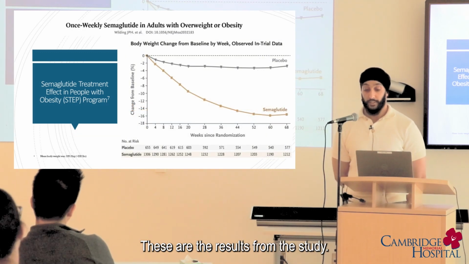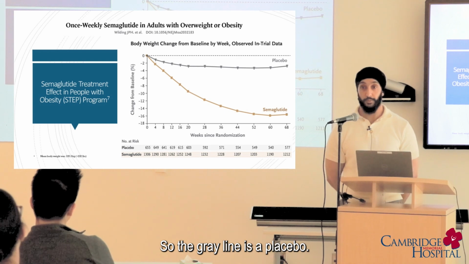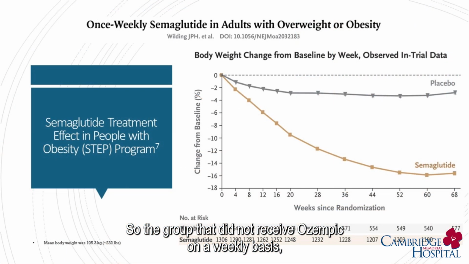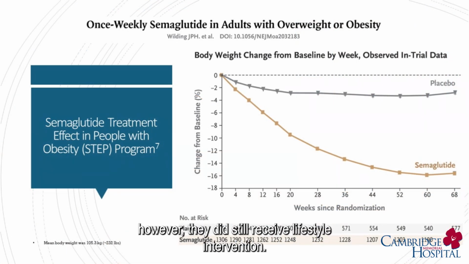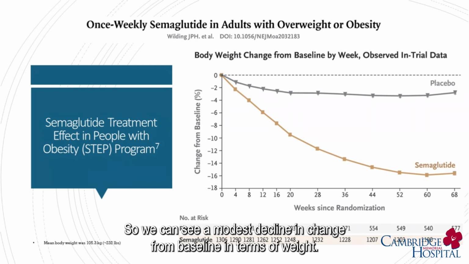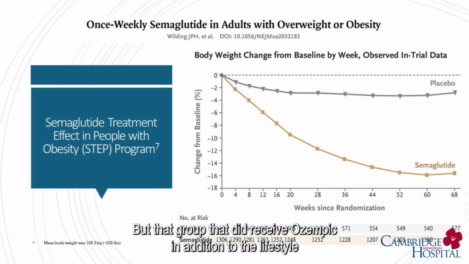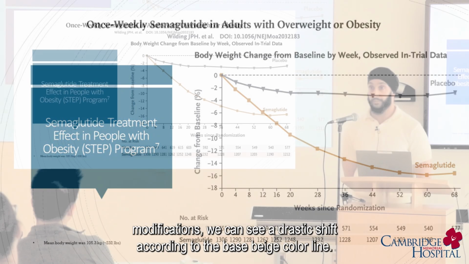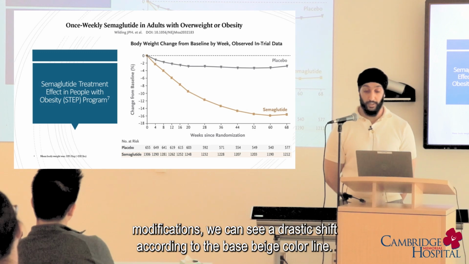These are the results from the study. So the gray line is the placebo, so the group that did not receive Ozempic on a weekly basis. However, they did still receive lifestyle interventions. So we can see a modest decline in change from baseline in terms of weight. But that group that did receive Ozempic, in addition to the lifestyle modifications, we can see a drastic shift according to the beige colored line.